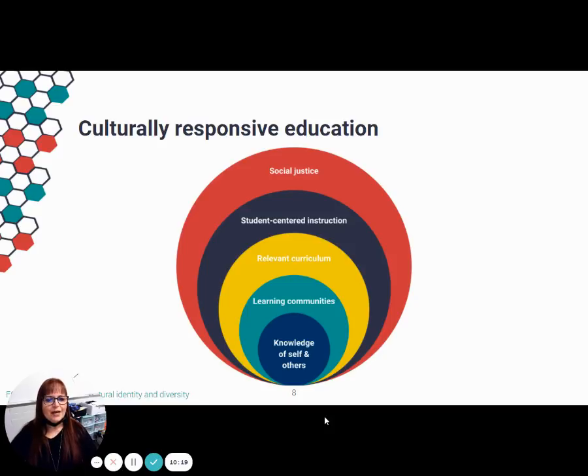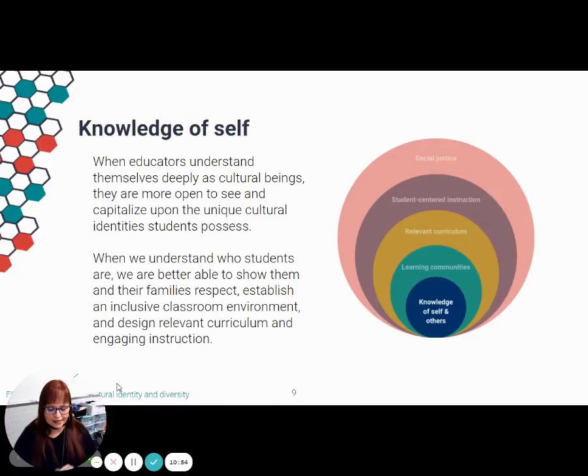Okay, so included in culturally responsive education, we are using this graphic to show that in the core, in the center of everything, we have to have knowledge of ourselves and then others first. That's the most important. And then we build learning communities and that relevant curriculum. Student-centered instruction comes, and then being socially just in the environment that you're in. So as I said, this important factor is the knowledge of oneself.